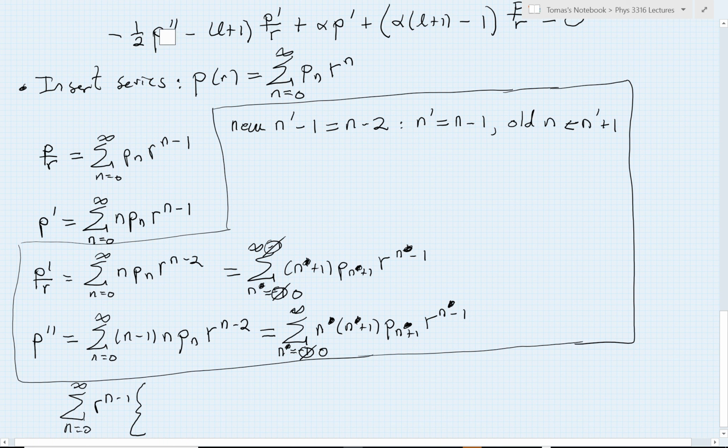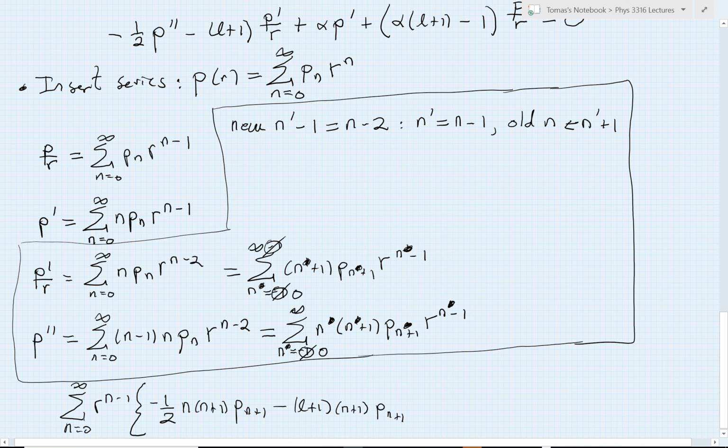So the first term is minus 1/2 the p double prime series, so I need to include a minus 1/2. The p double prime series has the r term, which I've factored out, and then I just have the remaining factors, which will be n times n plus 1 times p sub n plus 1. Great. Next term has a factor of minus L plus 1 times the p prime on r series. So we'll have minus L plus 1. The p prime on r series, apart from the factors of r, which are factored out, has this form. It has an n plus 1 and a p sub n plus 1.